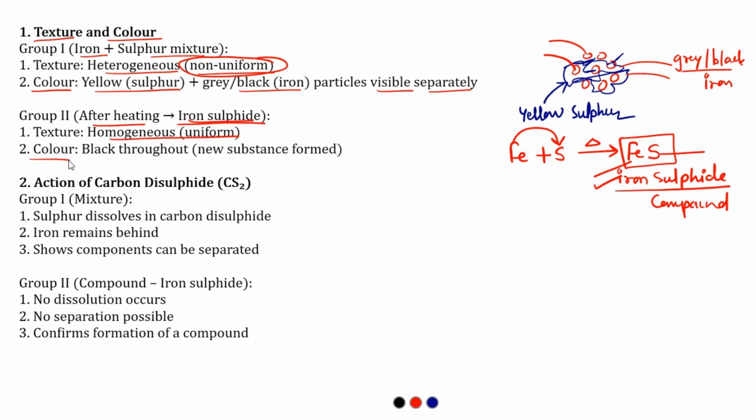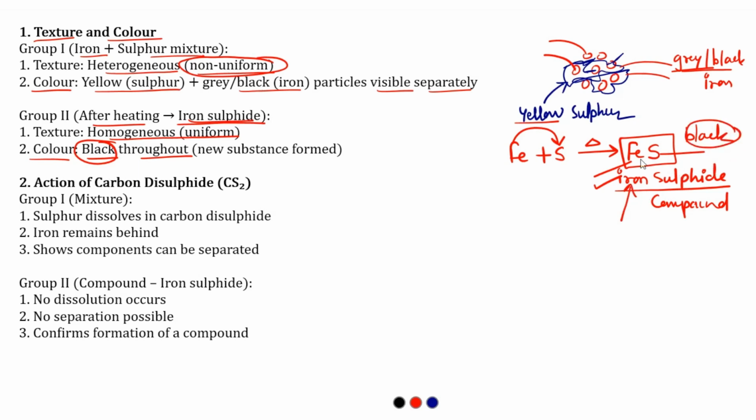What about the color? Black throughout. So remember, because your iron and sulfur are not separate, they have formed a new substance and the color of this new substance is black. So throughout the iron sulfide, we can see black color. In group 1, iron was separate, sulfur was separate. So we saw yellow color for sulfur and black color for iron. But in group 2, iron and sulfur have combined and we have got a different compound, a new substance which is called iron sulfide, and that is completely black in color.